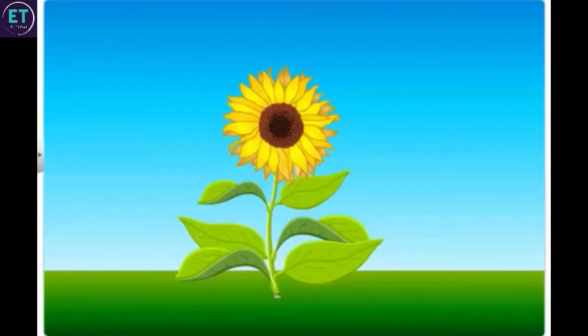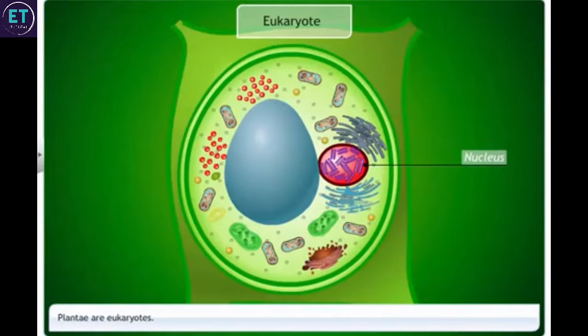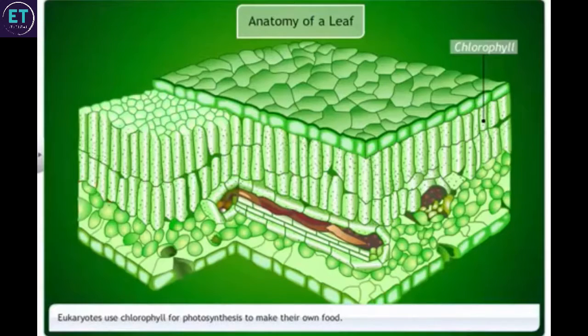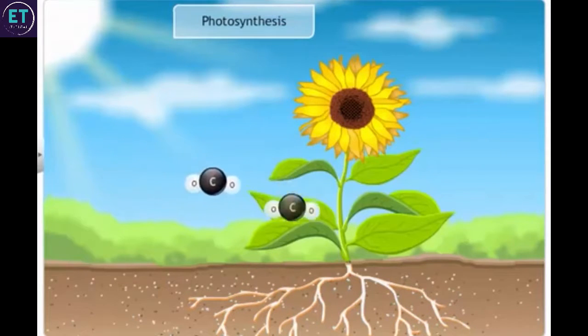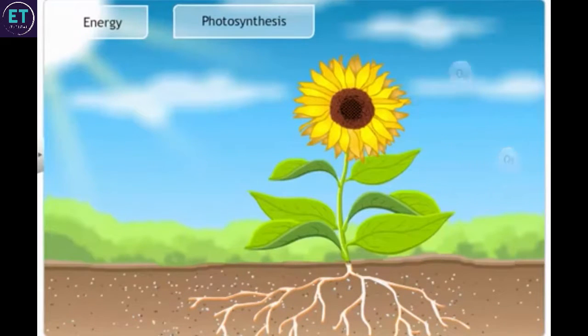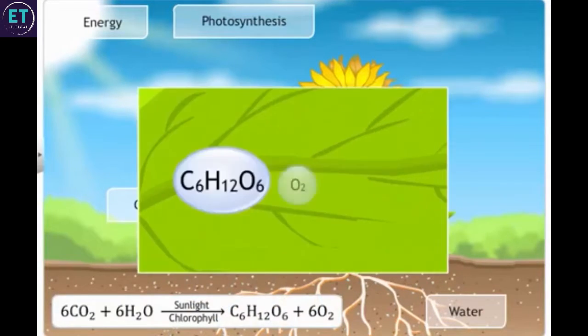They are set apart from other organisms by two unique characteristics. They are all eukaryotes, and they use chlorophyll for photosynthesis to make their own food. Photosynthesis is the process by which plants use energy from the sun to convert water and carbon dioxide into sugar and release oxygen into the atmosphere.